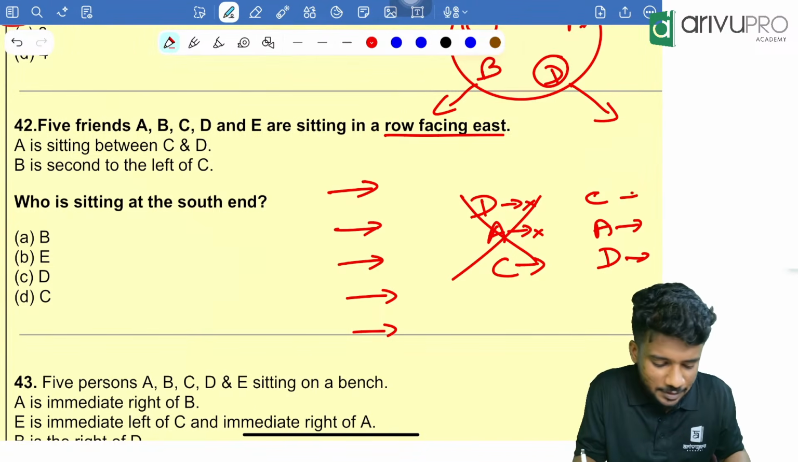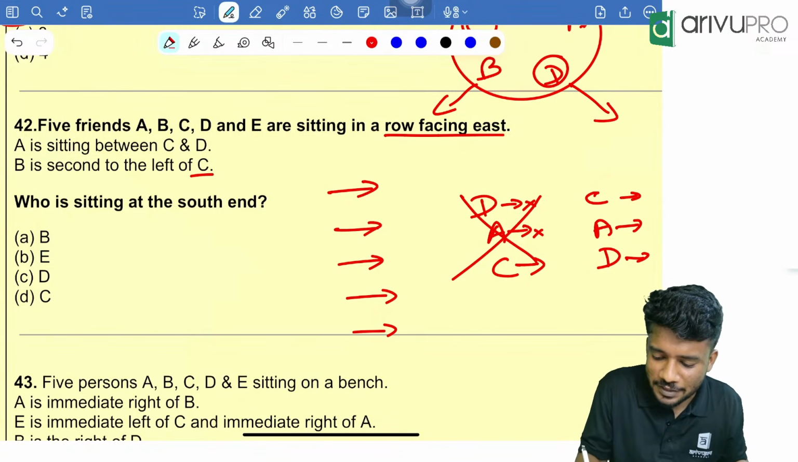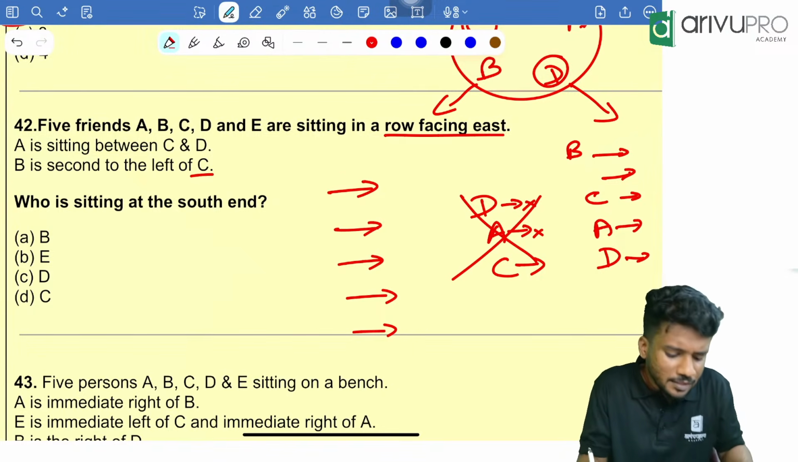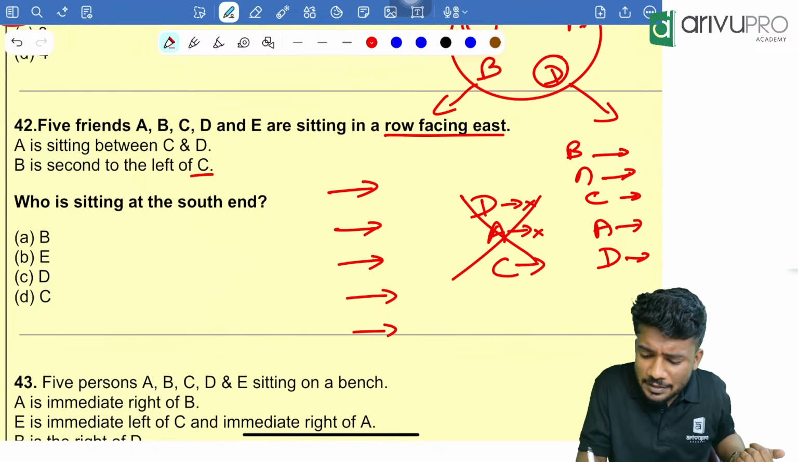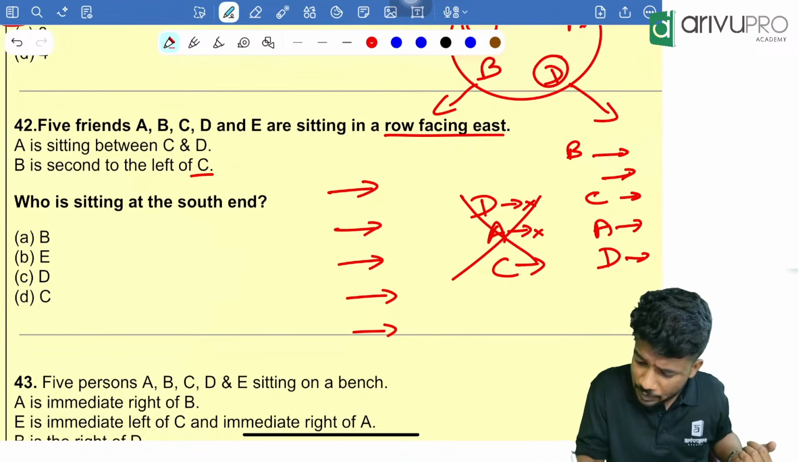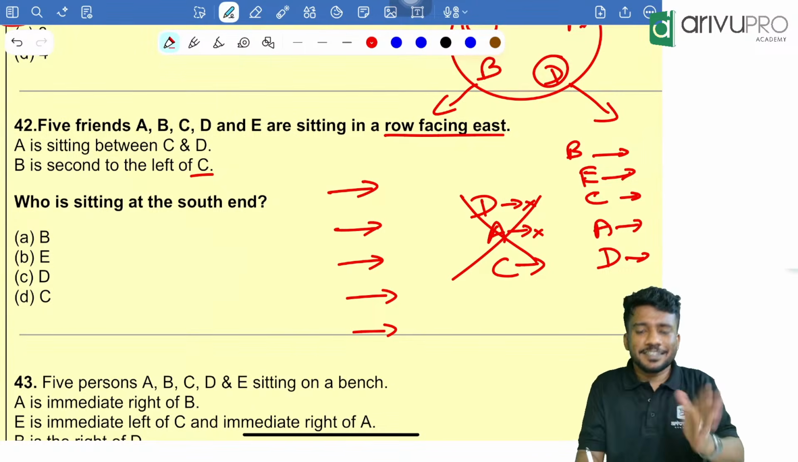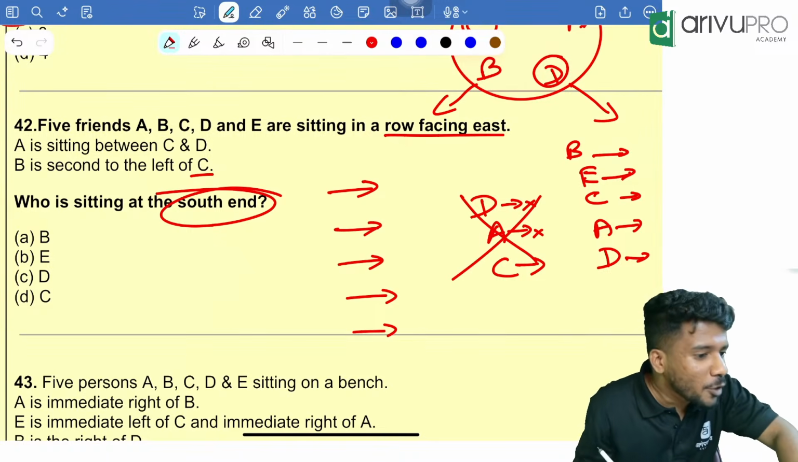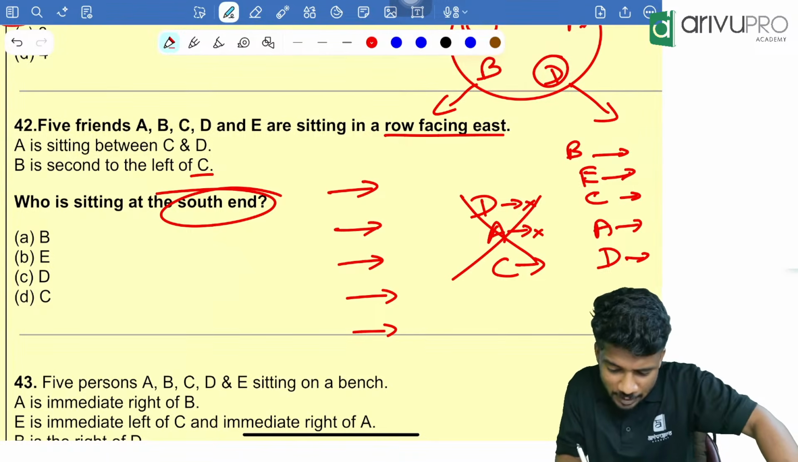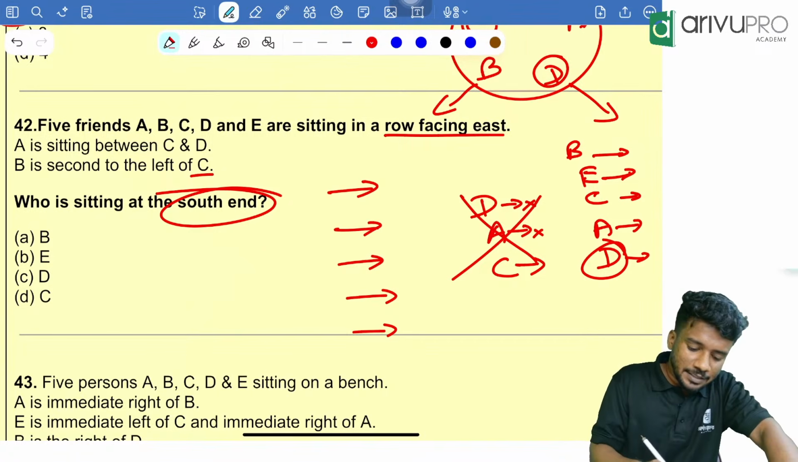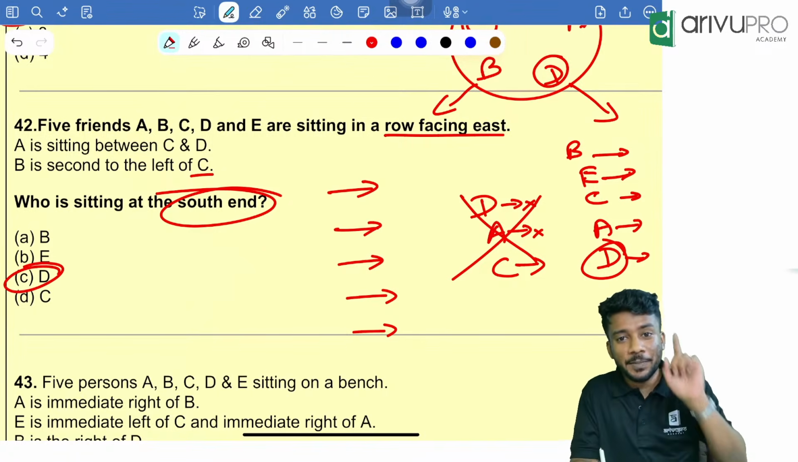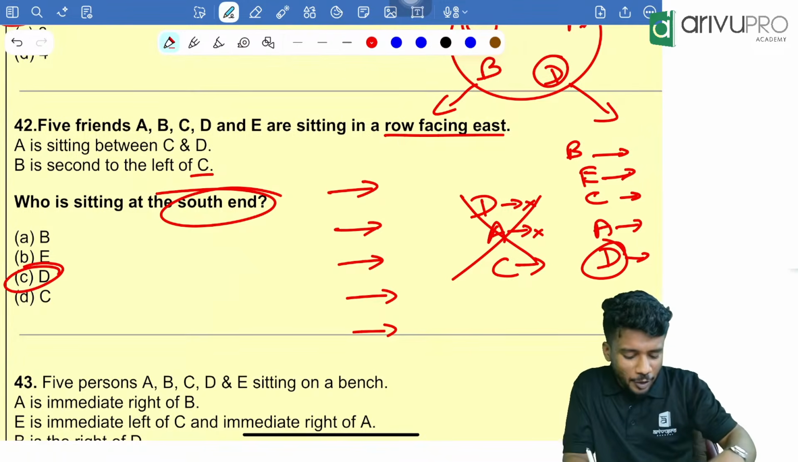So what is the next assumption? B is second to the left of C means first left, second left. So B is over here. Now who is remaining? A is remaining. No, not A. E is remaining. E is there in the remaining place. Now the question is, who is at the south end? D is at the south end. Now you tell me, who is at the north end? B is at the north end.